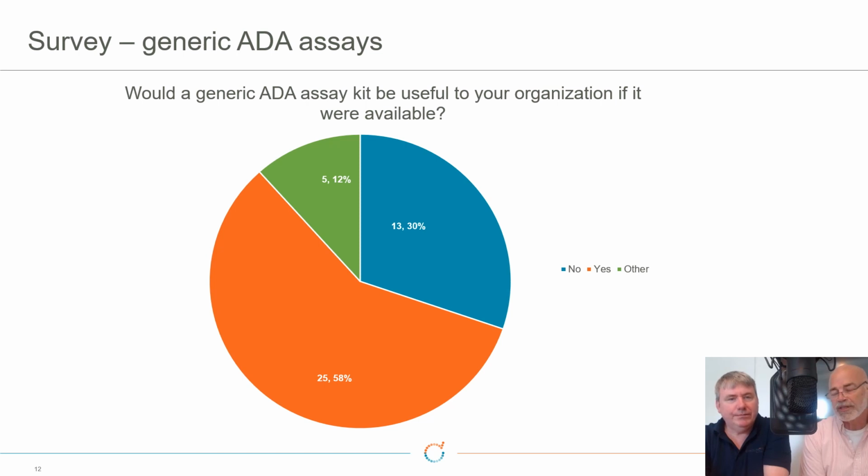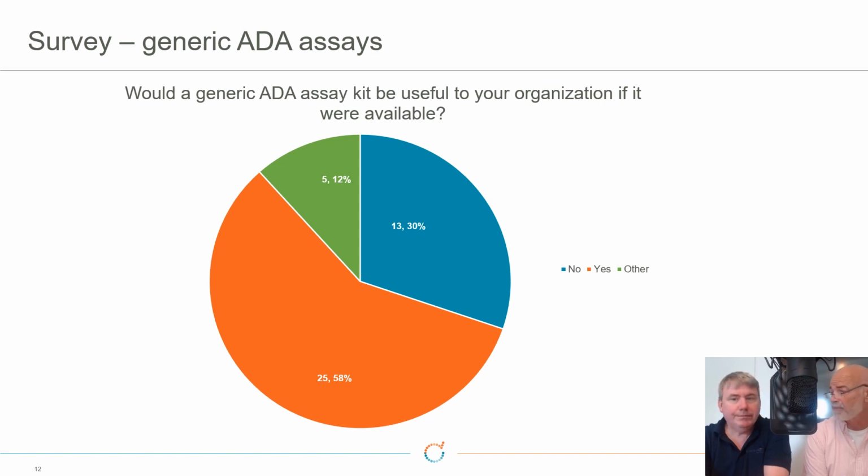So this question is subtly different from the previous one. Would a generic ADA assay kit be useful to your organization if it were available? And I think it looks like a majority of the respondents said that they would find that data from a generic assay useful in their preclinical development process.